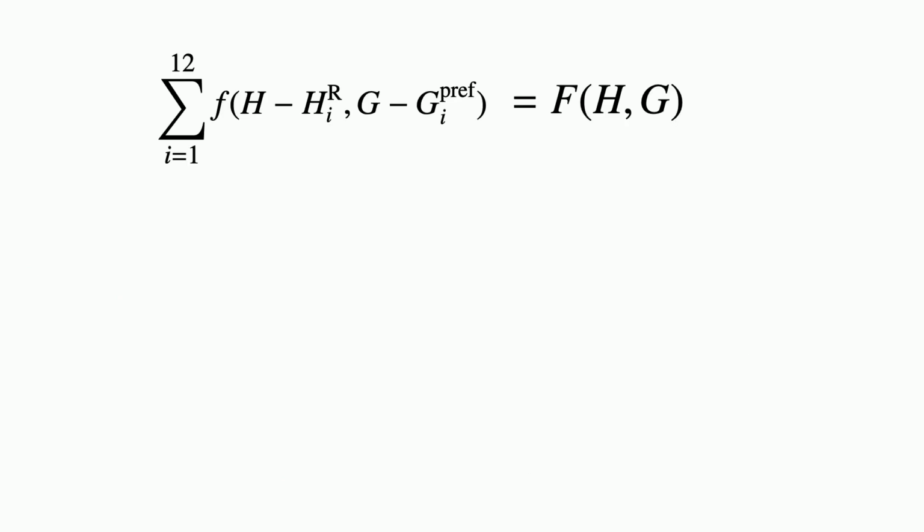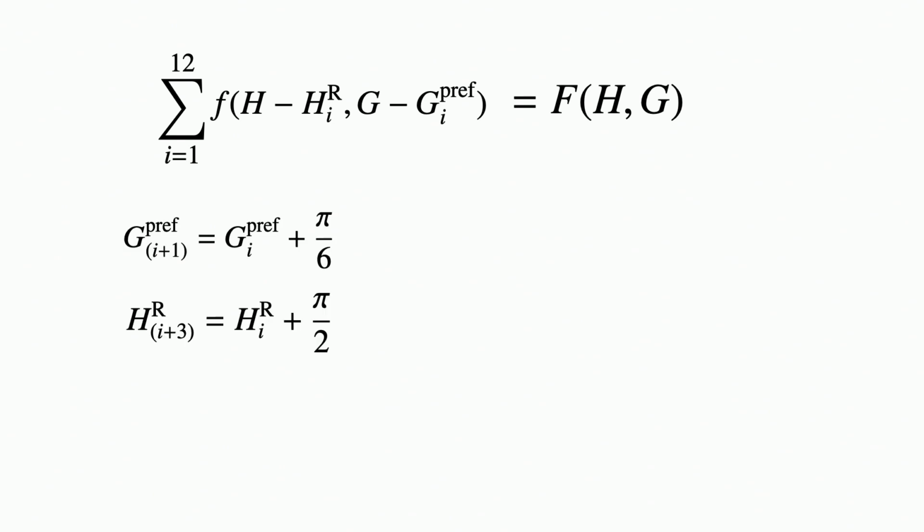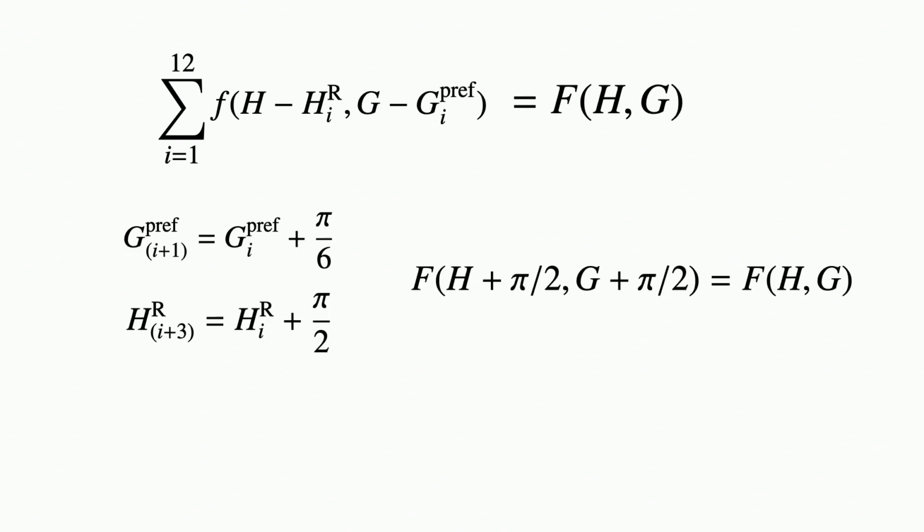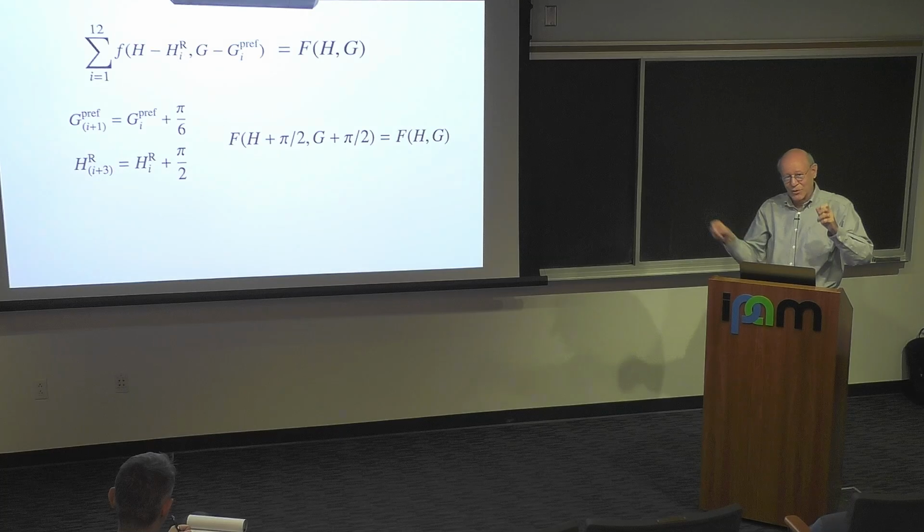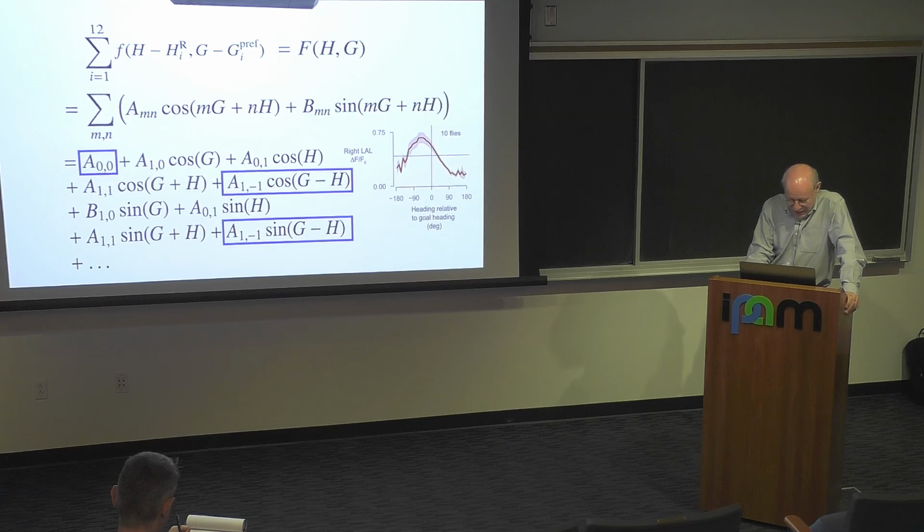Because, let me see, I think I have it here, they imply that this function has a 90-degree symmetry. If you shift the heading and the goal by 90 degrees, you're right back where you started. That's not a perfect rotational invariance, but it's good enough to get rid of all those terms. They don't obey it. Okay.